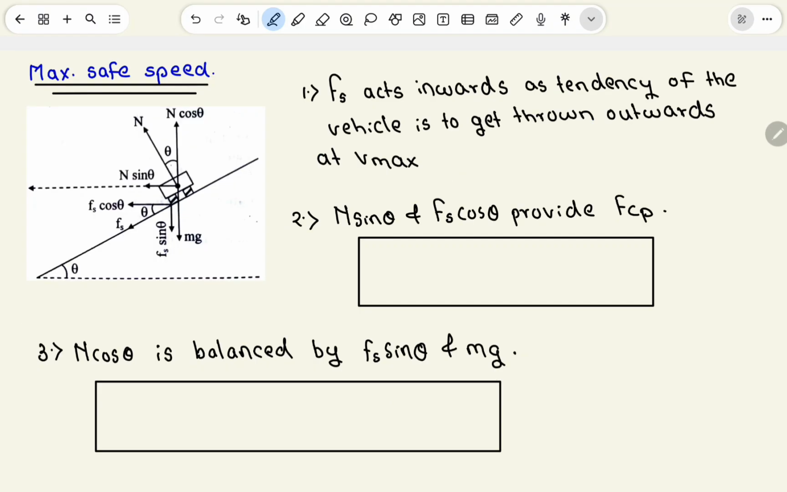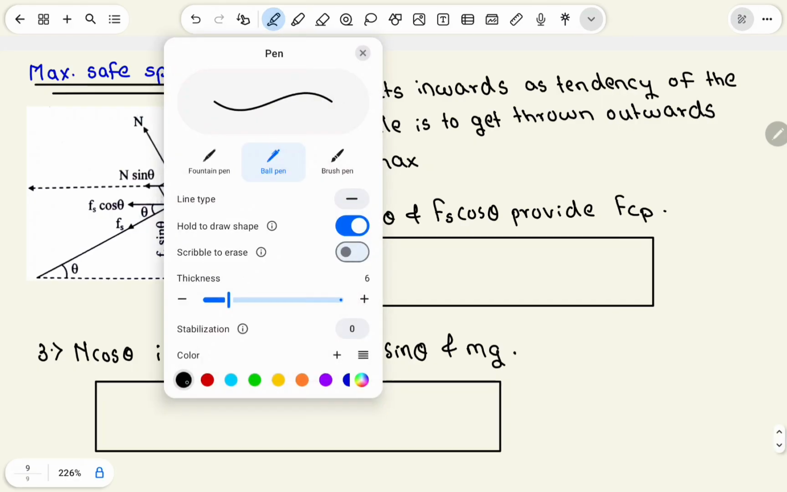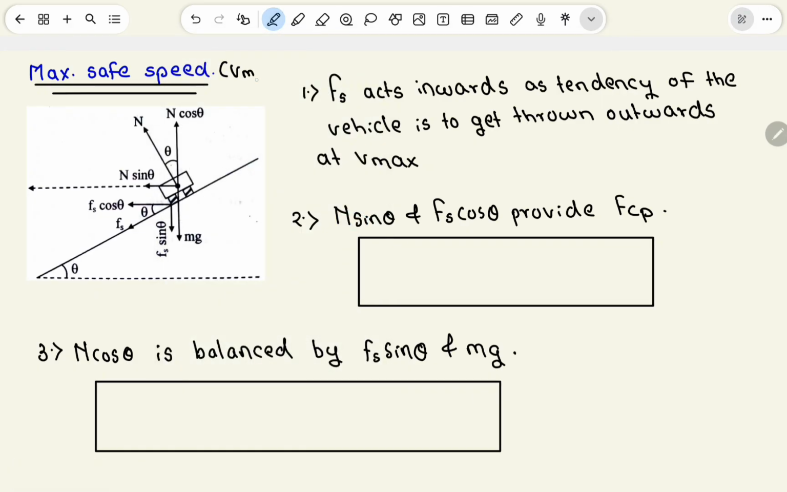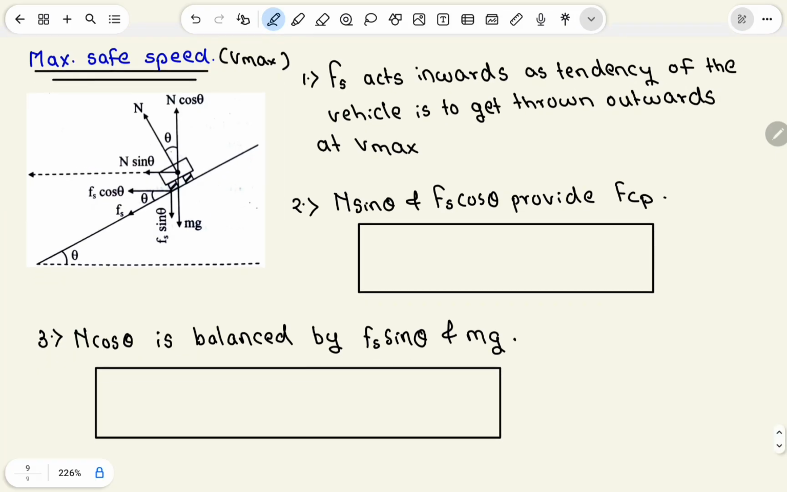Okay, let's move on to the next topic, that is nothing but the maximum speed or the maximum safe speed, which we call Vmax. Now, when the vehicle travels at maximum speed, as we have discussed, the tendency of the vehicle is to be thrown outwards on the banked road. And to avoid this outward throwing tendency of the vehicle, the friction force must act inwards so that the vehicle will not be thrown outwards. So we can see that the friction force is acting inwards over here.